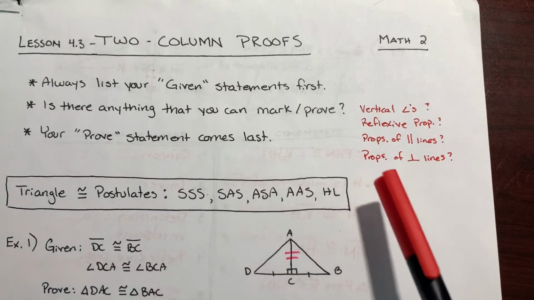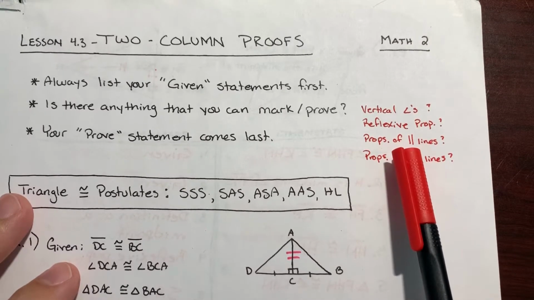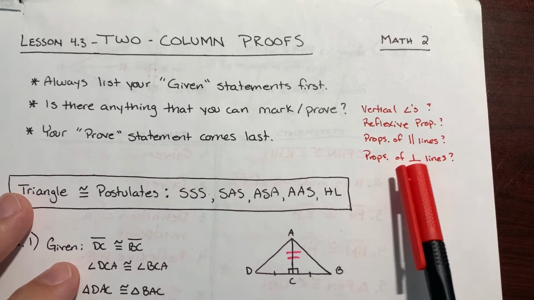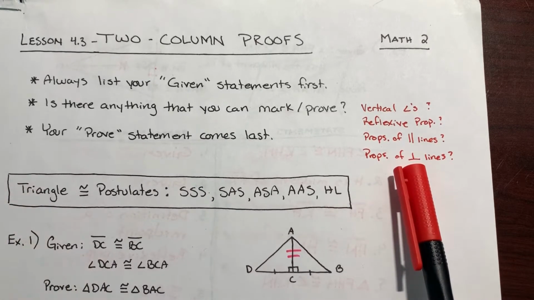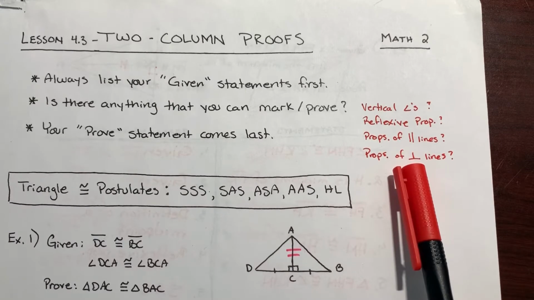And then this right here, this is the symbol for parallel lines, by the way. This is the symbol for perpendicular lines. Now, the properties of perpendicular lines, they create right angles, 90-degree angles.